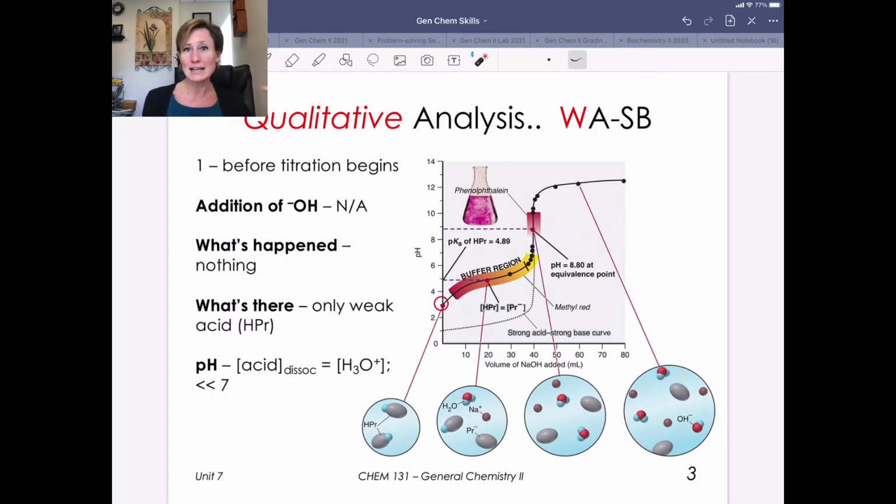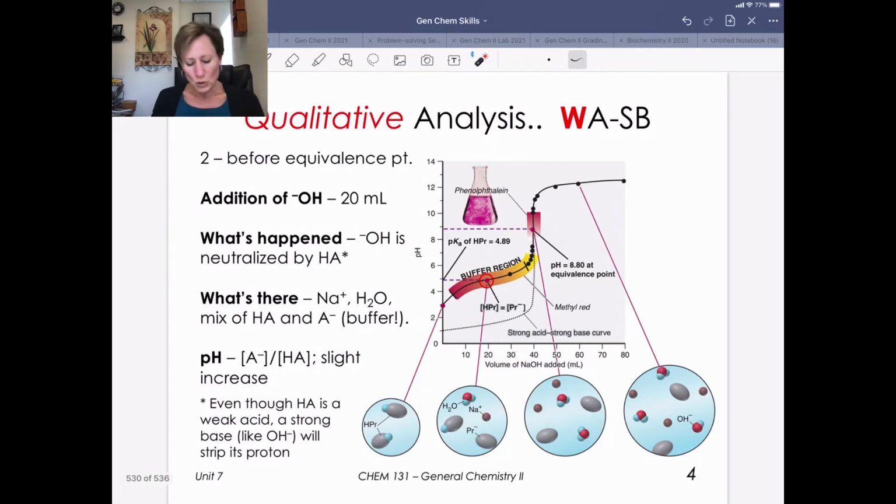So this becomes like a learning unit 6 problem. Hey, I've got a weak acid solution. What's the pH of it? You'll notice here that we start a little bit higher than we did when we had a strong acid. The pH isn't as low. Before the equivalence point, let's say we've added 20 milliliters of our sodium hydroxide. We're halfway to our equivalence point.